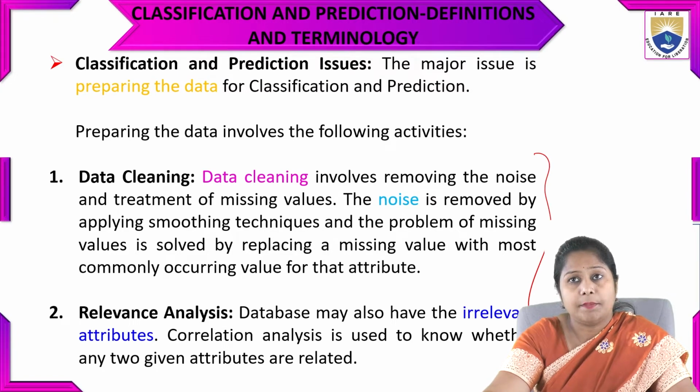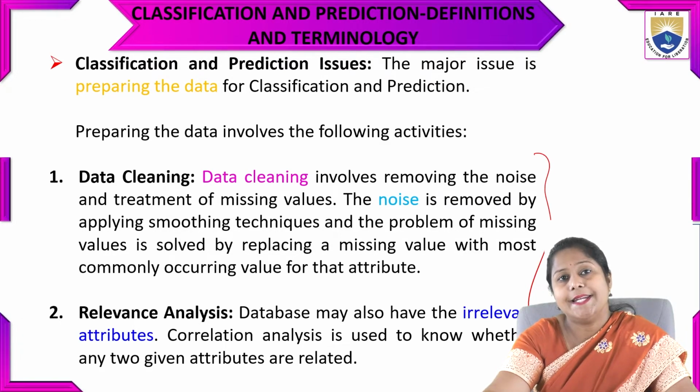The problem of missing data can be solved by replacing a missing value with the most commonly occurring value for that attribute. That can be one example, but many other methods are also there. On that basis, we have to do the data cleaning.